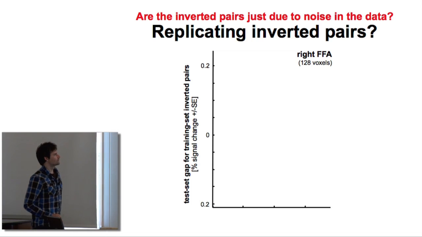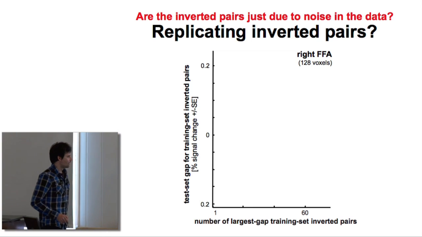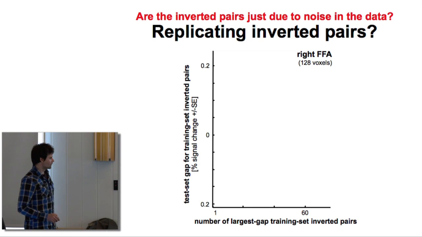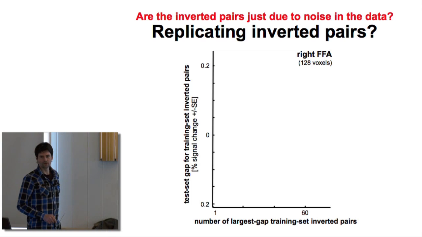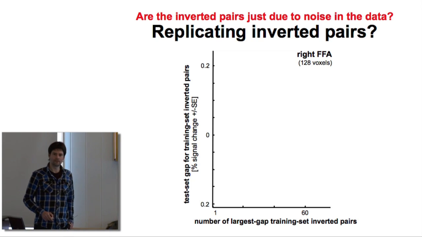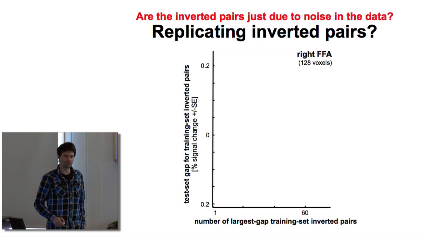So here I'm showing you this for right FFA defined at 128 voxels. Along the horizontal, I'm plotting the number of largest gap training set inverted pairs. This is because of a slight statistical complication. The easy thing to do would be to take just the maximum inverted pair, the one that has the largest gap in data set 1, and then look in data set 2 whether that replicates.